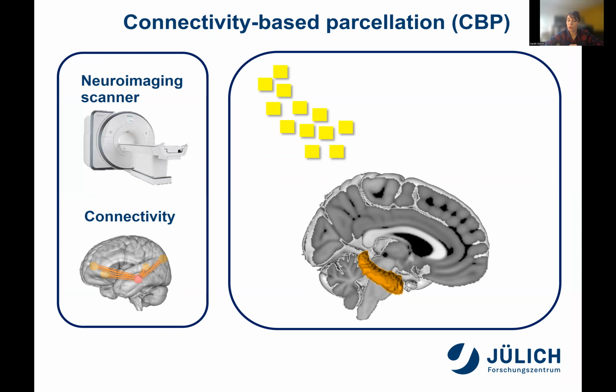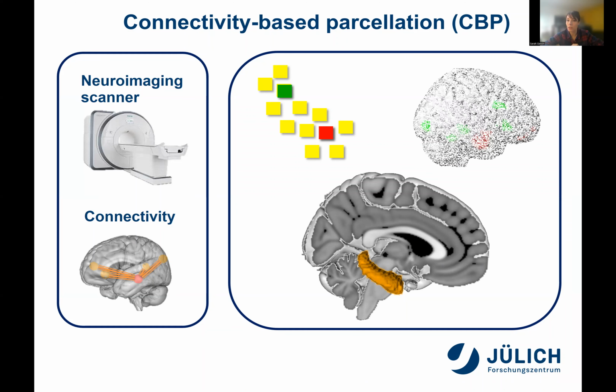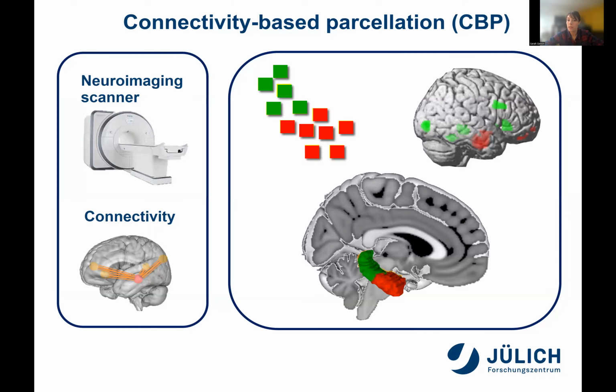And if we take two different voxels and we look across the brain at their connectivity profile, so their functional connectivity profile, we can see that these different voxels differ in their connectivity profile across the brain. Then if we do that for all voxels within the hippocampus, we can cluster them according to their connectivity profile. So for example, here we can distinguish anterior and posterior regions of the hippocampus.